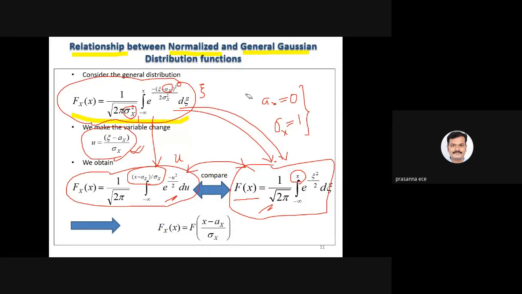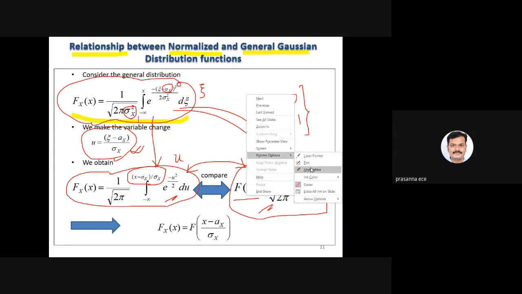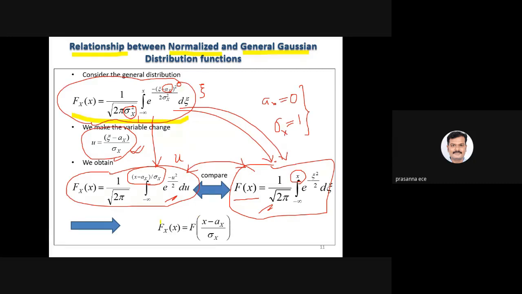This is the relationship we want between the normalized Gaussian distribution and the general Gaussian distribution. So this is a very important relationship. This is the normalized Gaussian distribution, and this is the general Gaussian distribution. They are related just by a shifting and scaling operation.